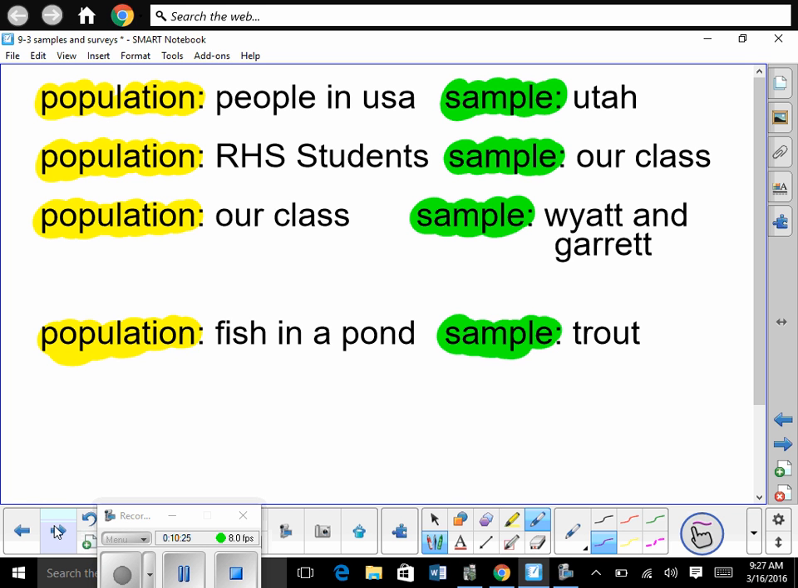Here's another example of a population: our class. Now here's an example of a sample of our class: Wyatt and Garrett. I just saw you two, I don't know, yesterday. Okay, so does everybody see the example here? And then a population, for example, could be fish in a pond. So an example of a sample could be trout in the pond.